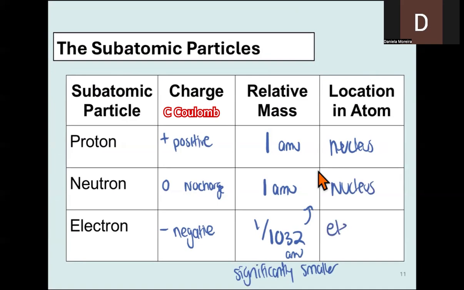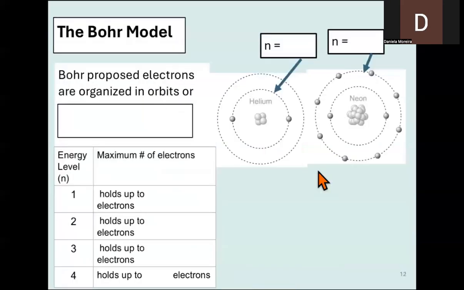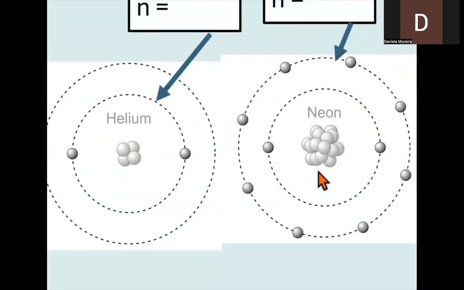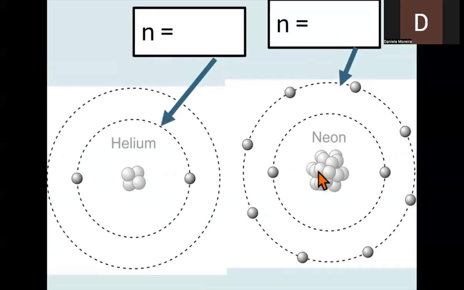And we call this the electron cloud, orbit, shell. You'll see multiple versions of this thrown around in this class, so be comfortable with all of them. So in the Bohr model, Bohr proposed that electrons are organized in orbits, or otherwise called energy levels. And so, for example, here are two elements you should have been able to create from the lab.